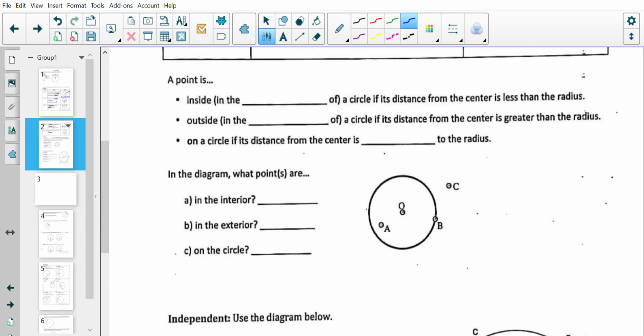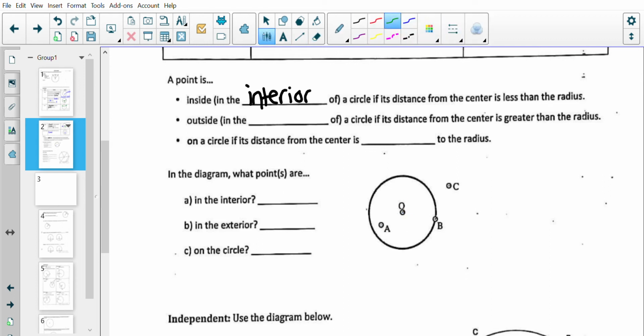Okay, some more fill-ins. Inside or in the interior of a circle, if its distance from the center is less than the radius. So a point is considered inside or in the interior if the length of the distance from the center to that point is less than the radius. So for example, look real quick in our diagram from O to A. A is in the interior of the circle because that segment length from O to A is less than the radius would be.